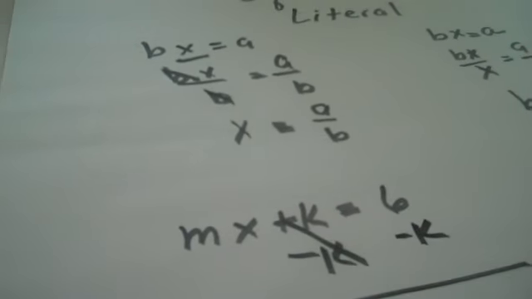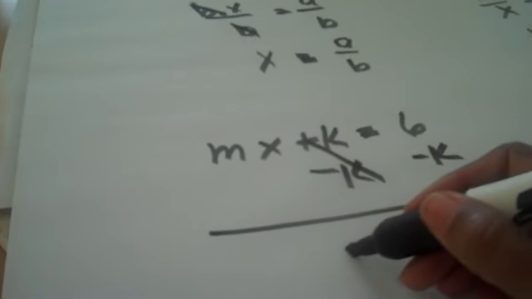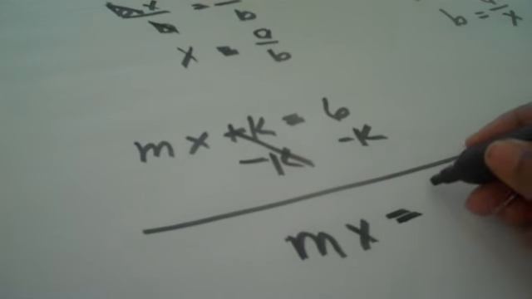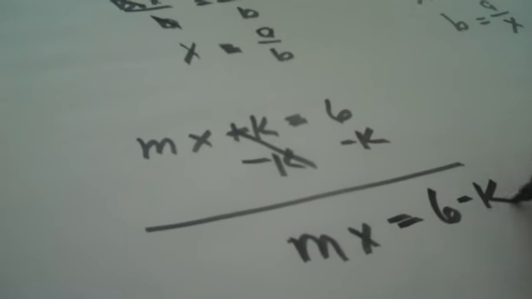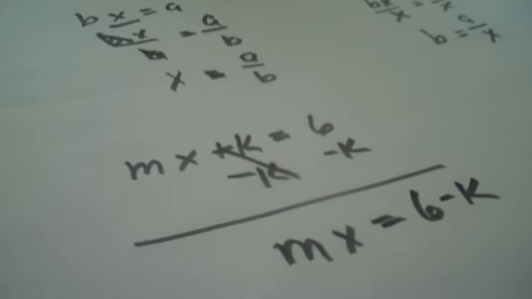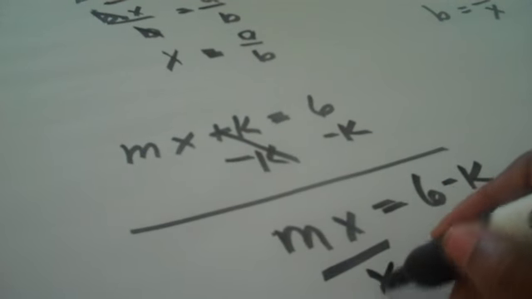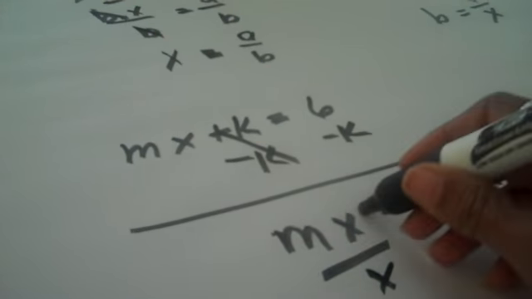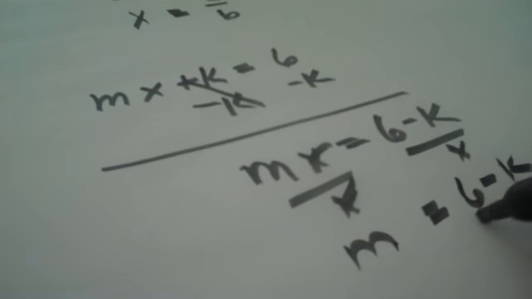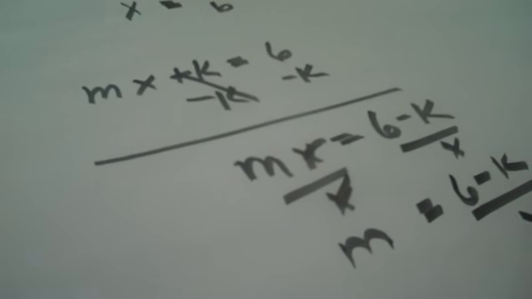That gives us 0. Those add out. And then what do we have left on the right side? mx. And on the left side, we have 6 minus k. What's the coefficient of m? x. So we're going to divide both sides by x. The x's divide out, and m is equal to 6 minus k over x.